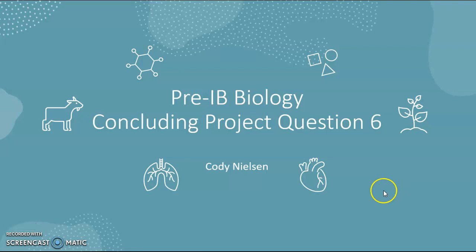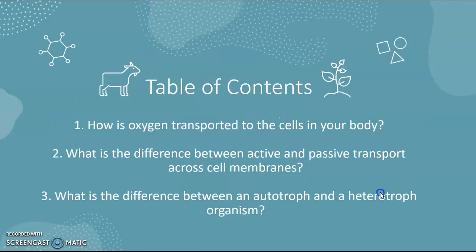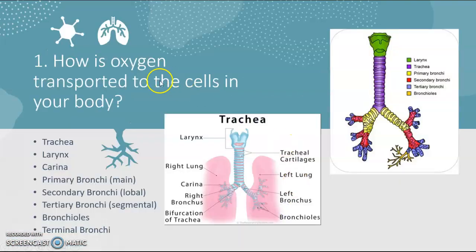This is my pre-IB biology concluding project. The 3 questions attached to this assignment are: how is oxygen transported to the cells in your body, what is the difference between active and passive transport across cell membranes, and what is the difference between an autotroph and a heterotroph organism? First, how is oxygen transported to the cells in your body?